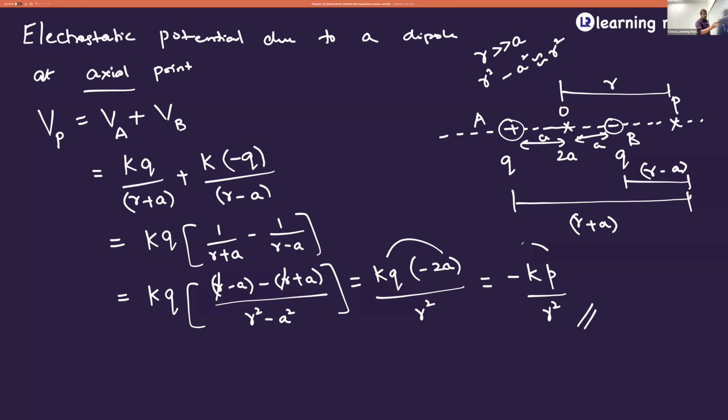So here, this is going to be the value in this scenario, but the magnitude part is going to be K multiplied with P divided by R square, right? So please make a note of this.